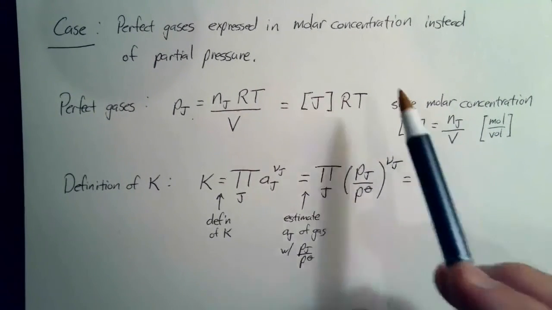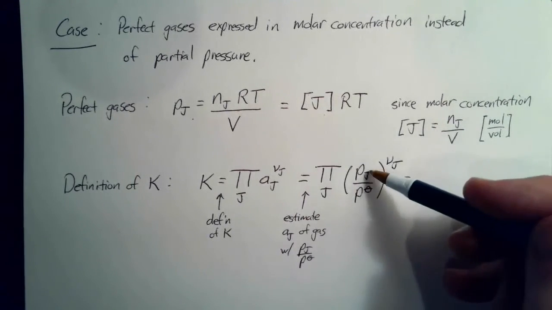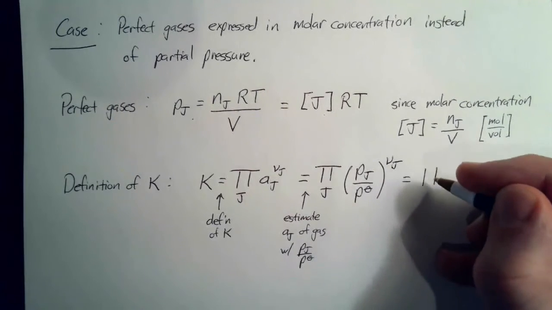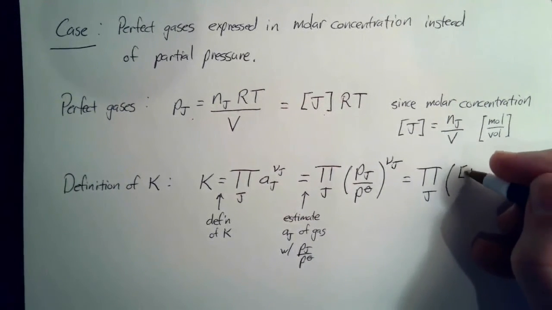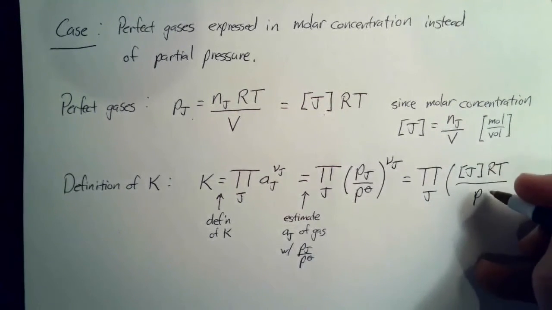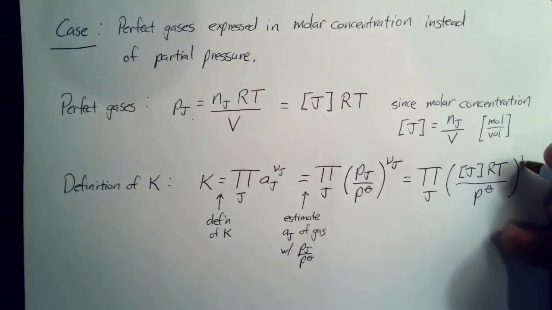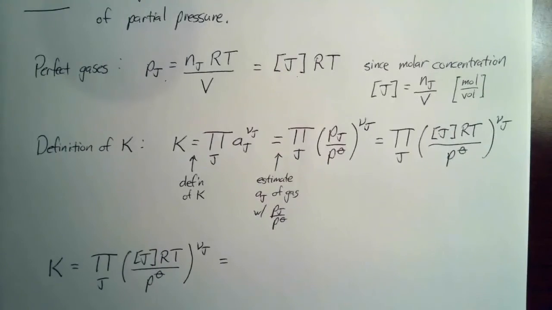And now I'm going to plug in my perfect gas law, which is in terms of the molar concentration. So P_J is going to be the concentration of J, times RT, over P standard to the nu_J. Okay, so just rewriting this down here.